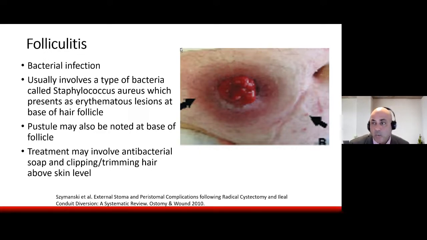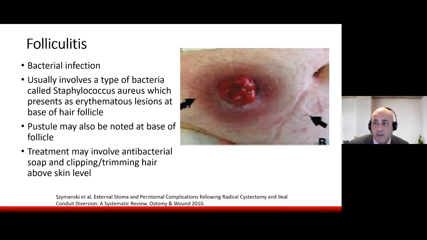Folliculitis occurs when there are hair follicles or hair around the ostomy on the skin, which can be normal, especially in men. When there's hair around the stoma, it needs to be removed because it can interfere with barrier adhesion and be very painful when we remove the barrier, because it pulls on the hair and actually causes a little bit of irritation in itself, and it's certainly painful to some people.